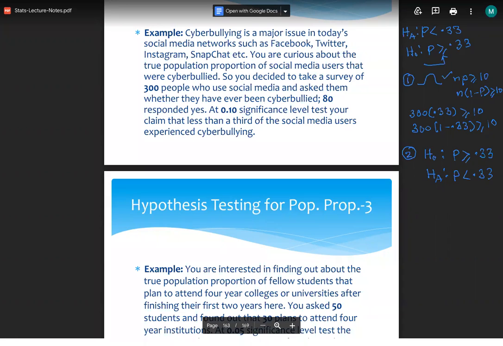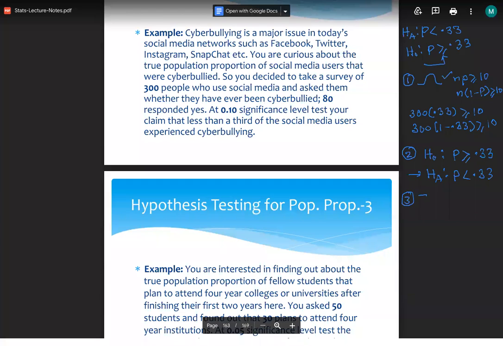If your alternative hypothesis, like in the last problem, is not equal to, then you divide the significance level into two tails. In this case, it's less than here, so we are going to do the left tail.